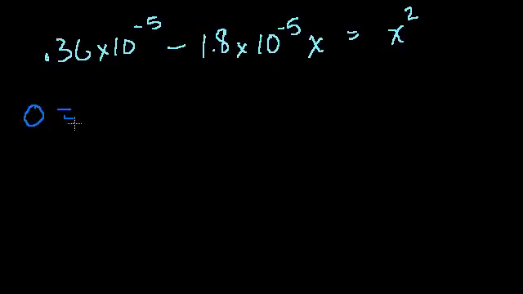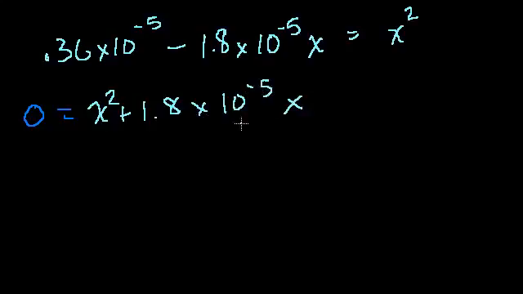So you get 0 is equal to x squared. Add this to both sides of the equation, plus 1.8 times 10 to the minus 5 x. Let me put this in a different color, 1.8 times 10 to the minus 5, just so you can see the coefficients separate from the x terms, minus 0.36 times 10 to the minus 5.